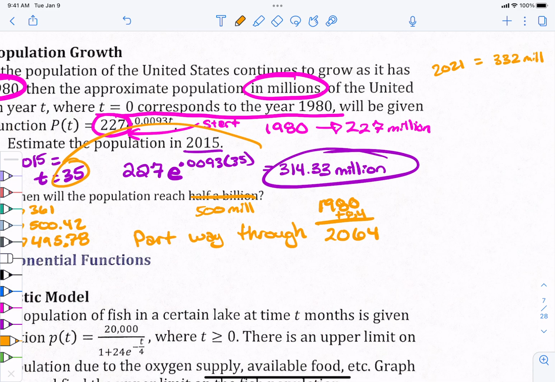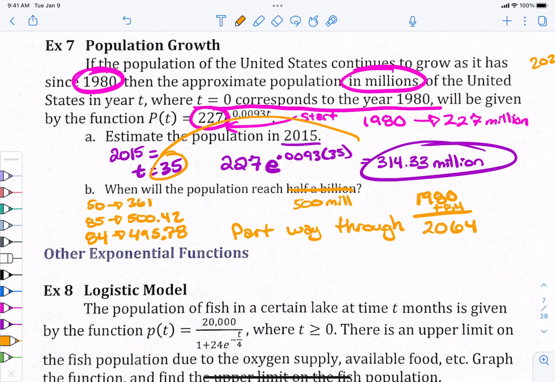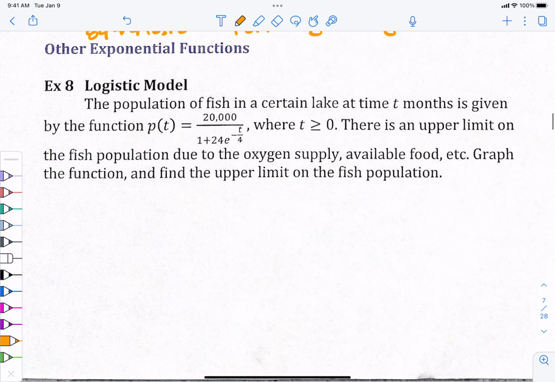No, go over a little bit. Okay, we're just plugging and playing. Good? Yes. Okay, example 8, last one.